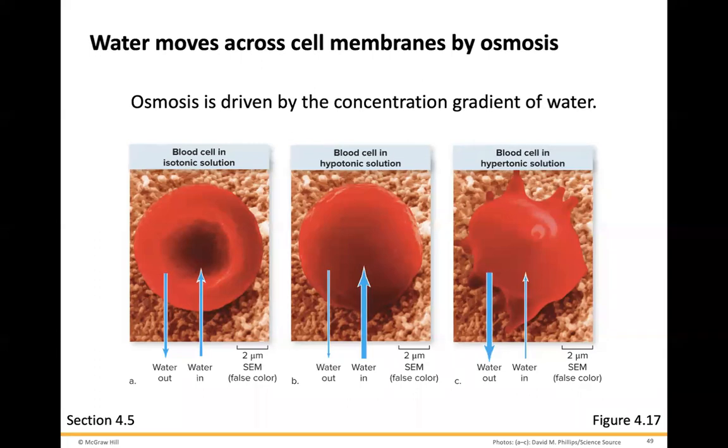If you place a blood cell in a hypertonic solution, such as salt water, where you have more solutes outside the cell than you do inside, now what happens is any water inside the cell tries to move out. And in this case, the cell will shrivel up.